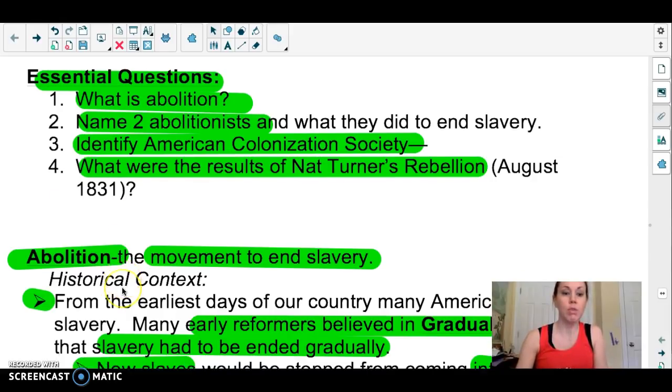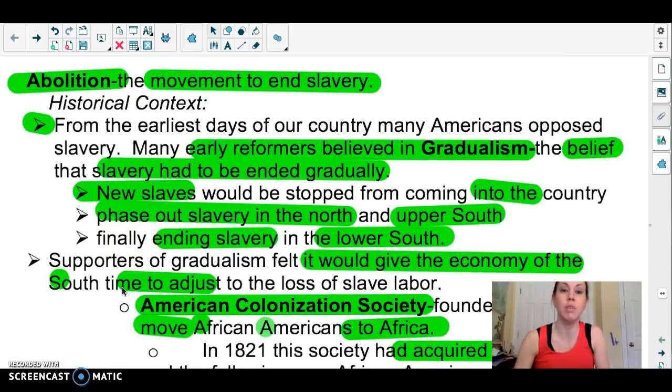Okay, so we're going to start with, obviously, the definition I already said. Movement to end slavery is abolition. And you need to kind of know the historical context, what's been going on in the past. It says from the earliest days of our country, lots of Americans were against slavery, and many early reformers believed in what was called gradualism. So this is the belief that we would gradually end slavery, that it would not be a quick overnight thing, done, no more slaves. It would be more slowly, but would eventually get rid of slavery.